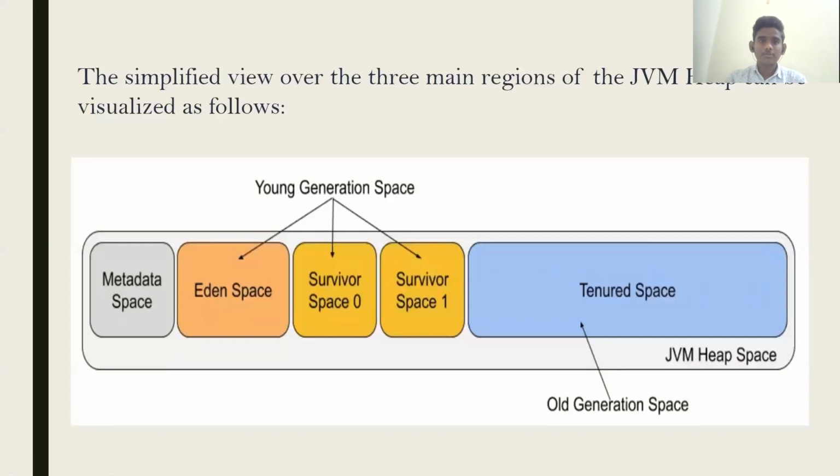The simplified view over the three main regions of the JVM heap can be visualized as follows. Young generation space. Here we have the five boxes: metaspace, Eden space, survivor space 0, survivor space 1, and tenured space. Metaspace, Eden space, survivor space 0 and survivor space 1 belong to the young generation space, and tenured space belongs to the old generation space. It is the JVM heap space.